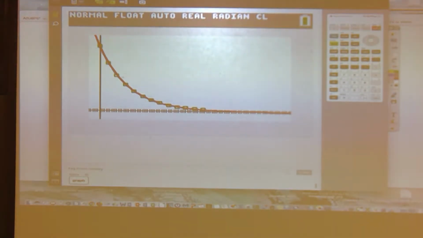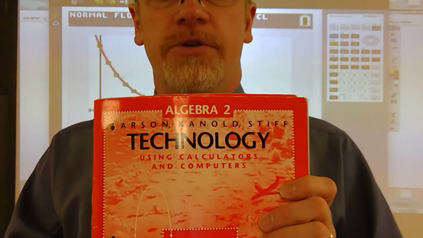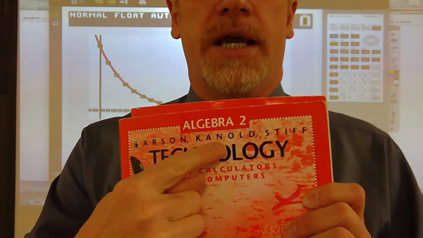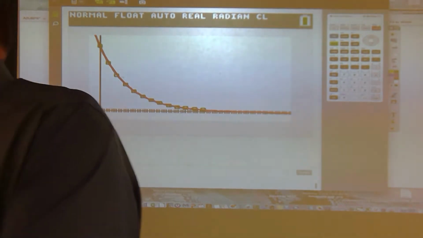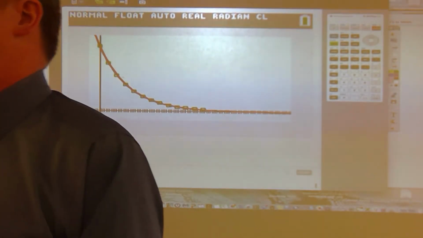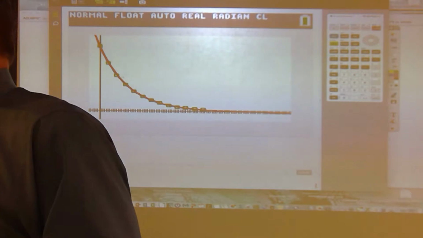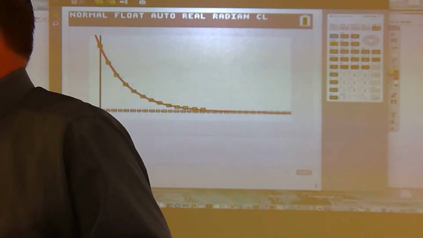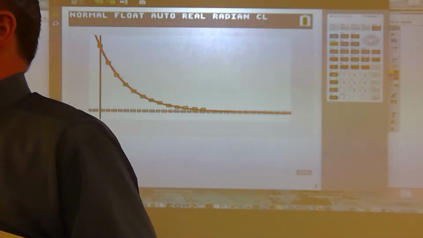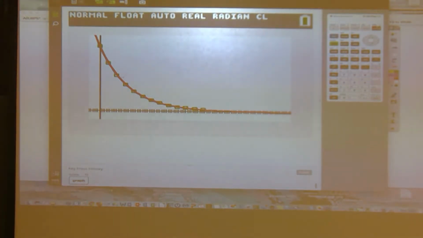Ron Larson invited me into a writing project for an Algebra 2 book. This is the Algebra 2 written by Larson, Kanold, and Stiff. Kanold was my boss at Stevenson High School, and he hired me and said, you've got to get in on this writing project. Larson was doing college calculus books, but then he said he wanted to get into the high school market, and he asked if I could write the graphing calculator activity. So I teamed up with Yvonne Costin to write the graphing calculator activity.